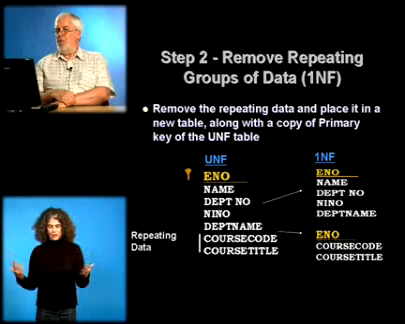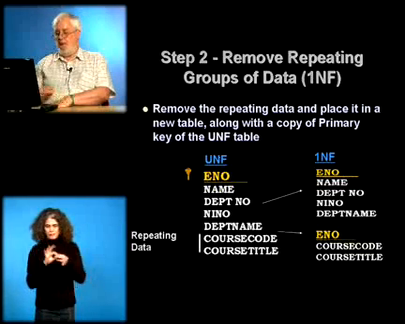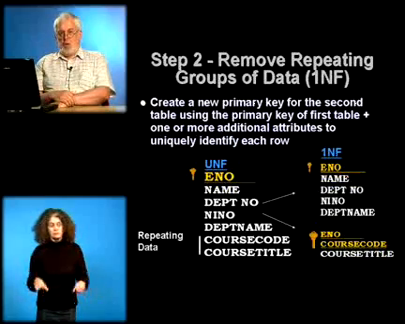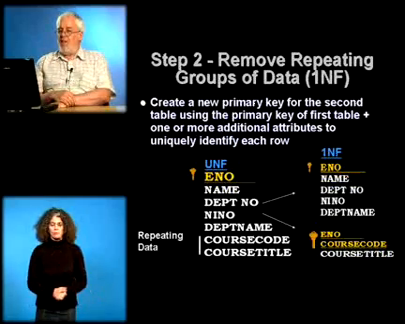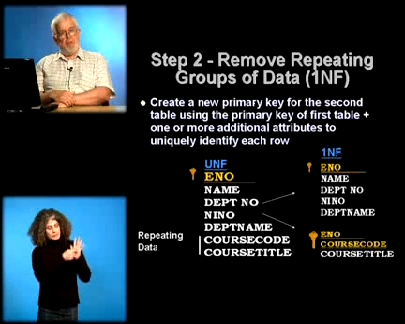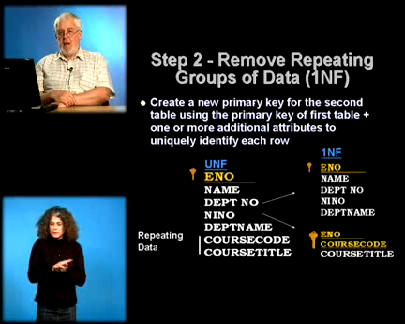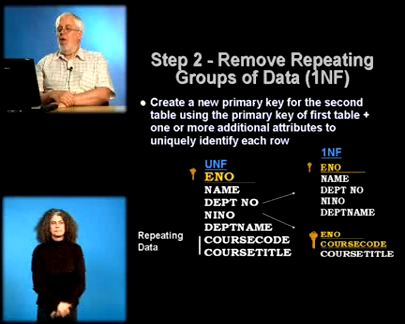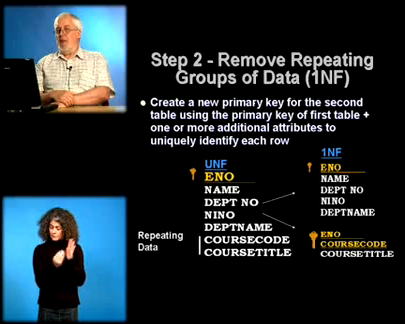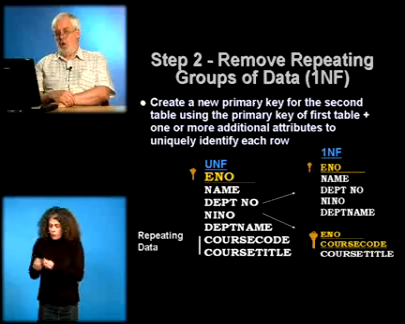Now we have two tables with the same primary key, and that is not allowed in relational database design. So what do we do? We create a new primary key for the second table using the primary key of the first table, which is employee number, plus one or more additional attributes to uniquely identify each row. So in this case, the second key, the composite key, is employee number and course code.